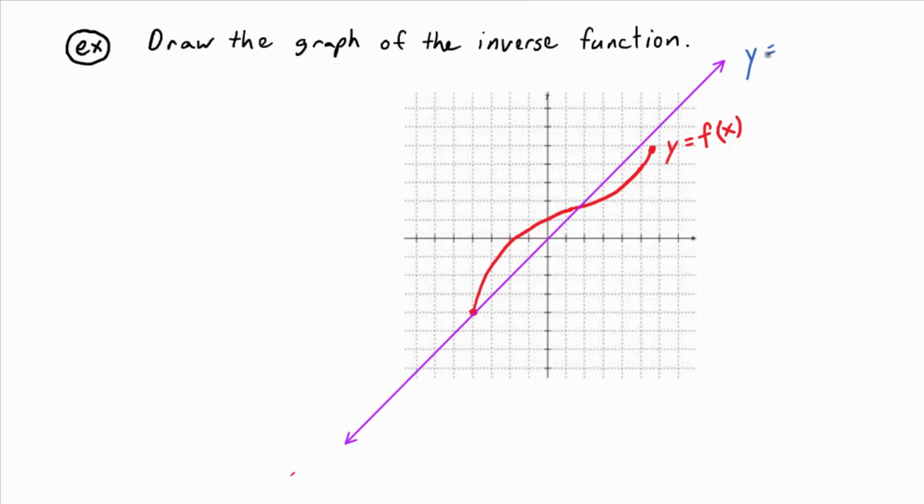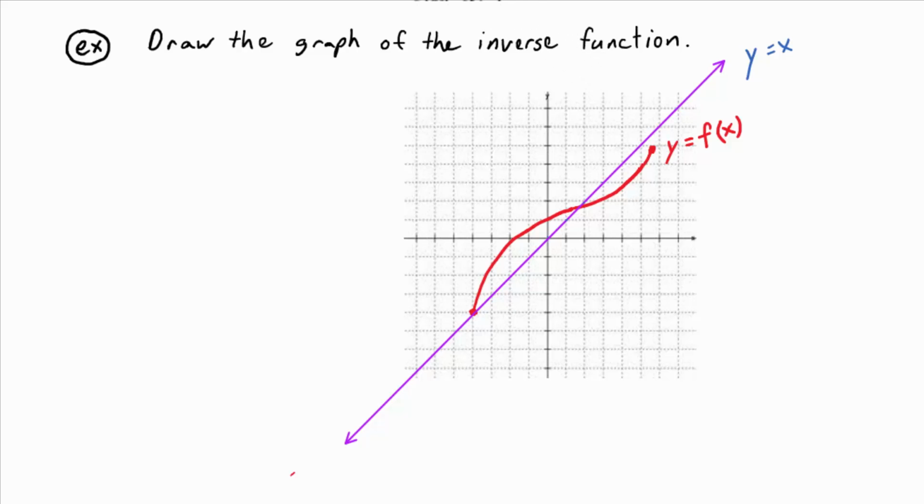So the main feature of y equals x is in the points that make up the line, all the first coordinates are the same as the y coordinates, right? So you should go through 0, 0, 1, 1, 2, 2, 3, 3. So this is the line y equals x. And I've given you the graph in red of y equals f of x. We want the graph of y equals f inverse of x.